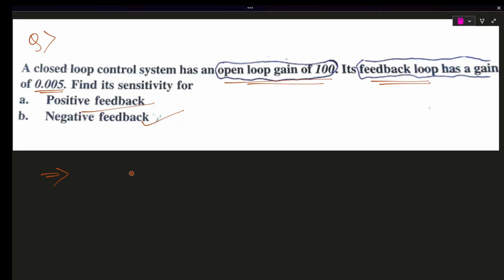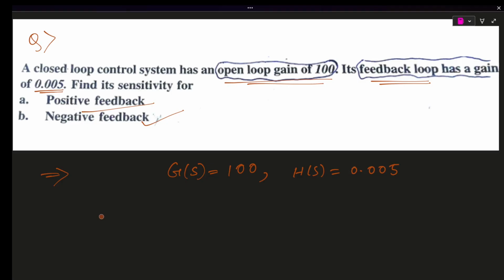So what we are given over here, first one is open loop gain. We denote open loop gain as G of S, and it is given as 100. The feedback loop gain we write as H of S, and it is given as 0.005.